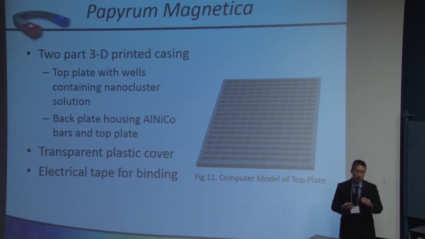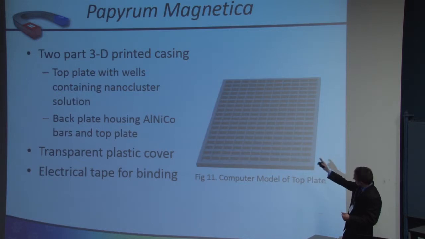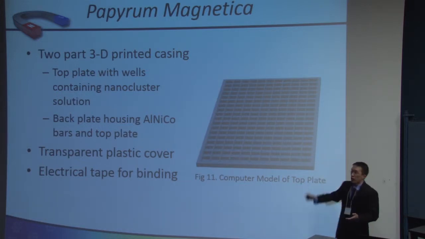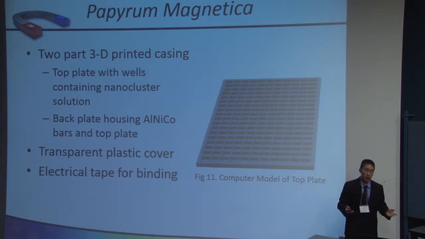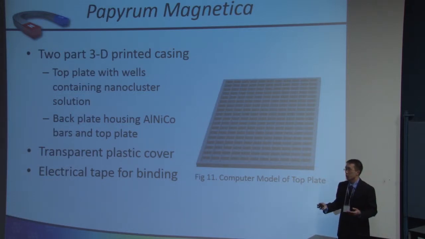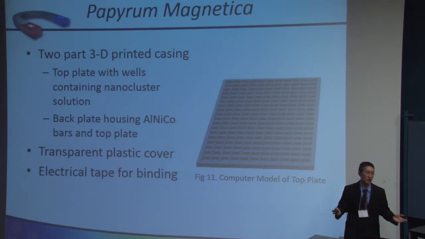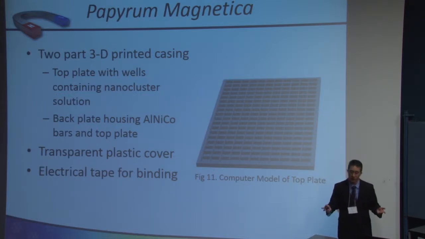In between the top and the bottom plate are the magnetic hysteresis bars, and that is where the information has been stored. Now, to seal our wells, we used a simple overhead projector slide to act as a transparent cover. And to hold it all together, we use simply super glue and black electrical tape to improve the appearance.